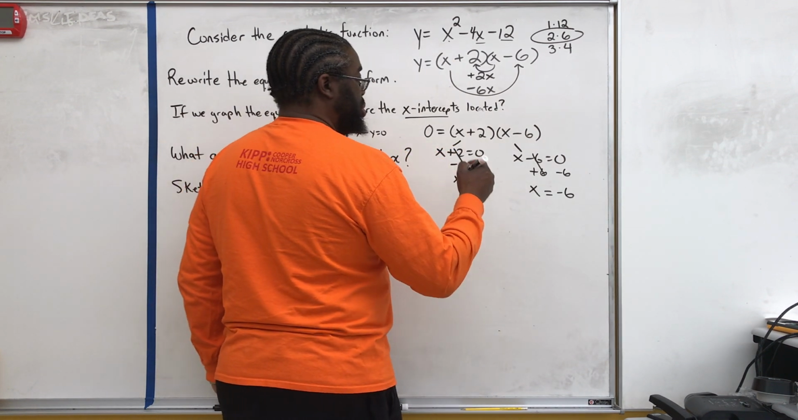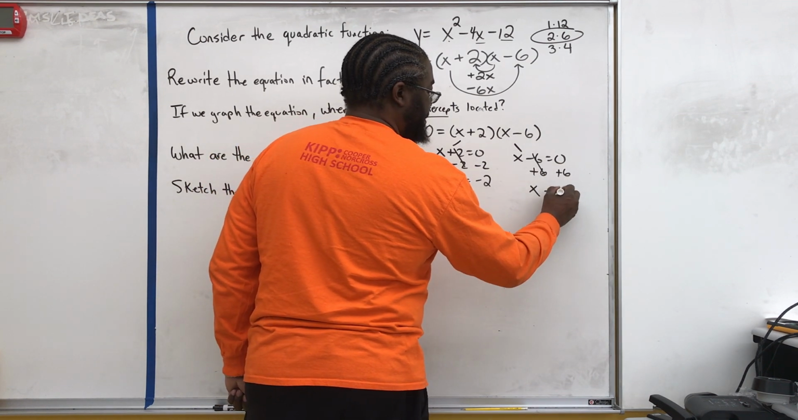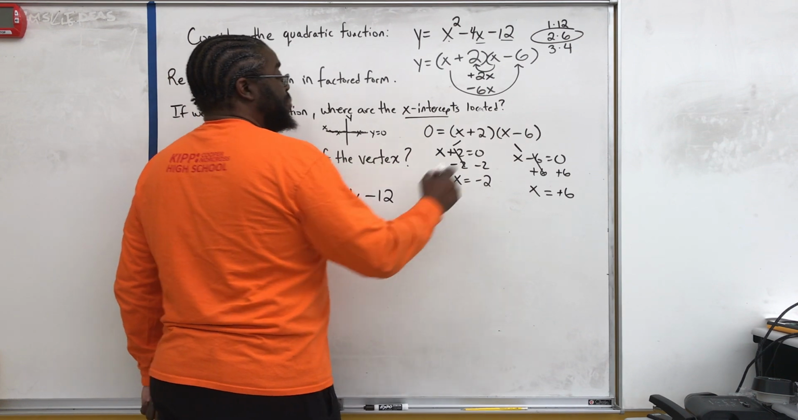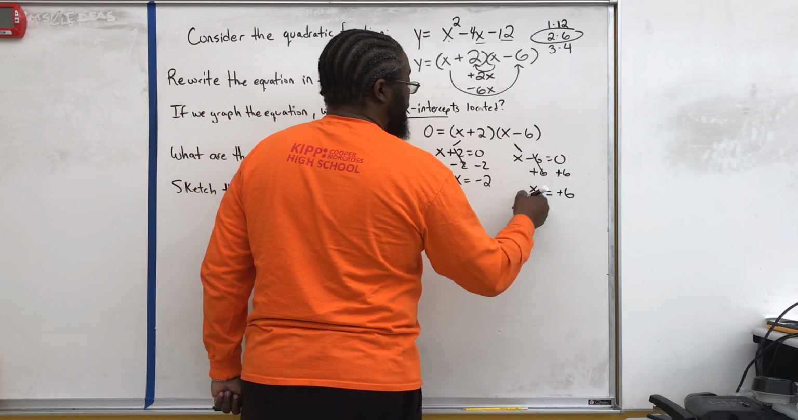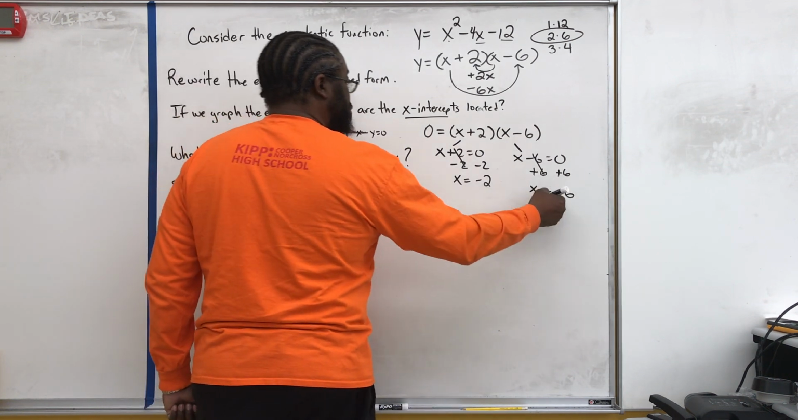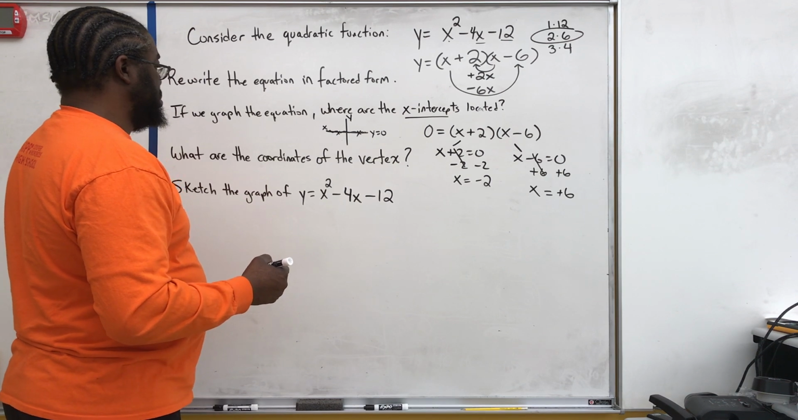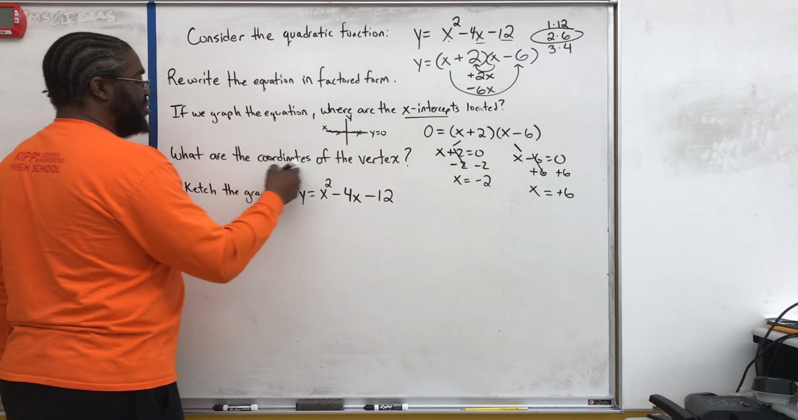For the other one, I add to get rid of the negative 6. Plus 6, x equals positive 6. Those are my two x-intercepts. So now it wants the coordinate of the vertex.